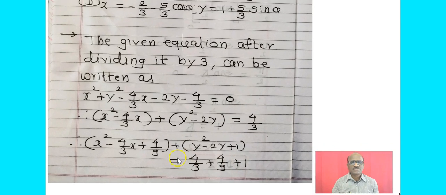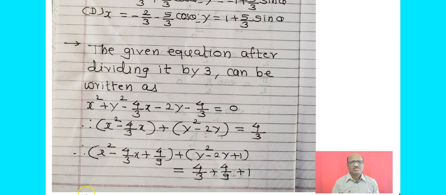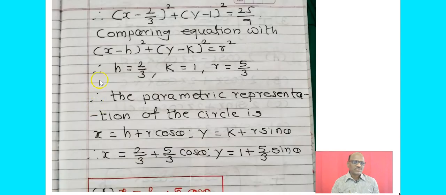Now this is the perfect square, that is y minus 1 bracket square. Now it is x minus 2 by 3 bracket square plus y minus 1 bracket square is equal to 25 by 9. Comparing the equation with x minus h bracket square plus y minus k bracket square is equal to r square, this is the equation of the circle in center radius form.